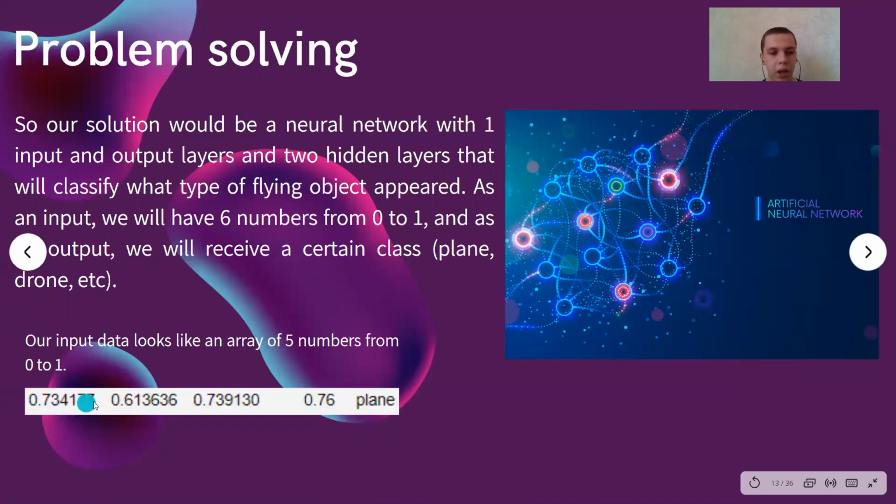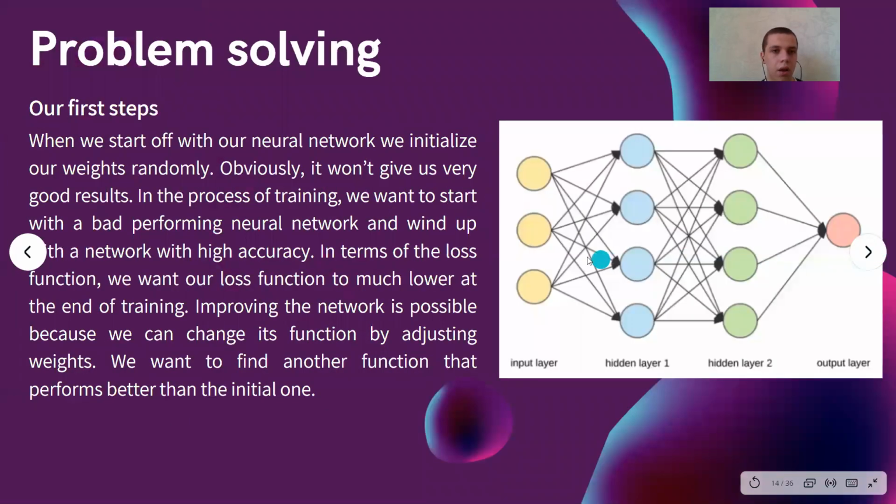It's green, blue, red, and infrared. And also, it is a classifier plane. So, problem solving. Our first step is to initialize our neural network with random weights, and we'll train it until we have good results.